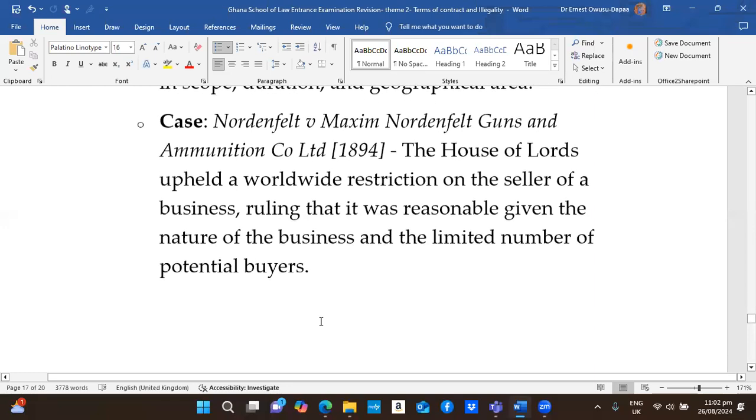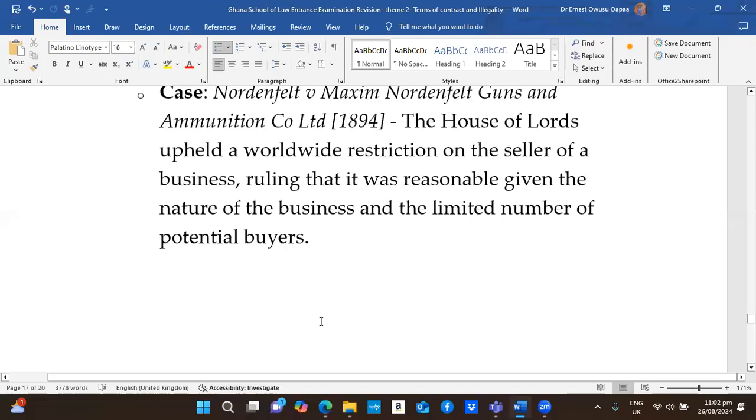You know the well-known case of Nordenfelt against Maxim Nordenfelt Guns and Ammunition Company, where the House of Lords upheld a worldwide restriction on a seller of a business. What business was that? What type of guns?